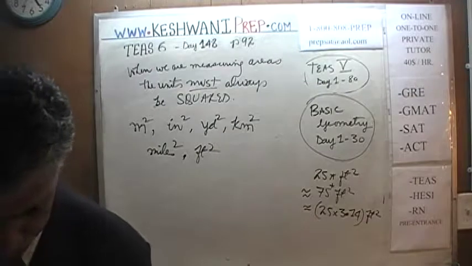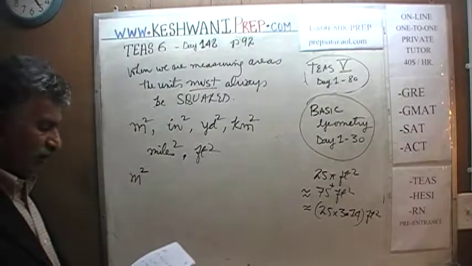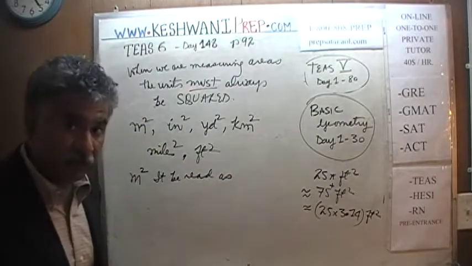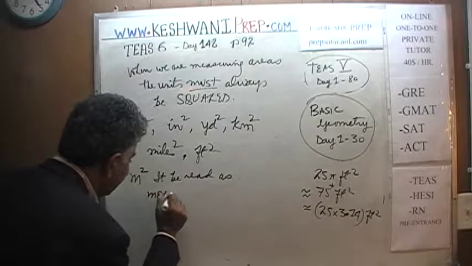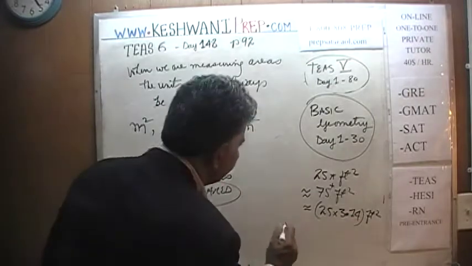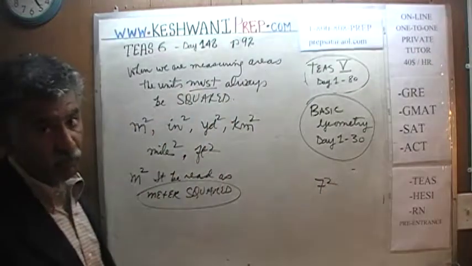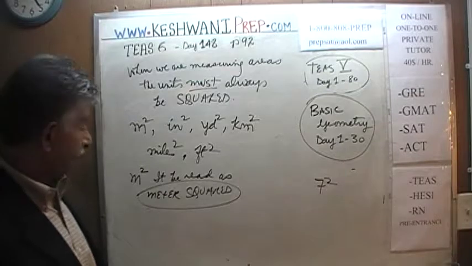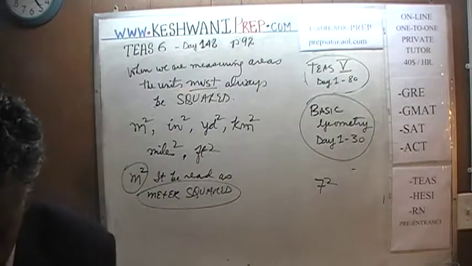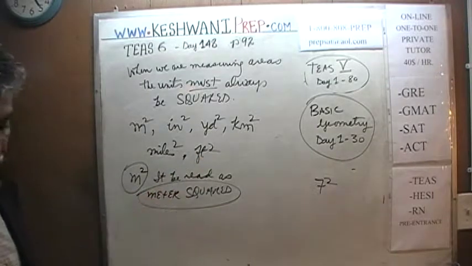Now here's the tricky part. Okay, let's talk about this thing here. Meter squared, that's how it should be read. Just like this part you will read here as 7 squared. What is being squared? It is the 7 that is being squared. 7 squared, meter squared. These units must be read as meter squared, inches squared, yard squared, kilometer squared, mile squared, feet squared.